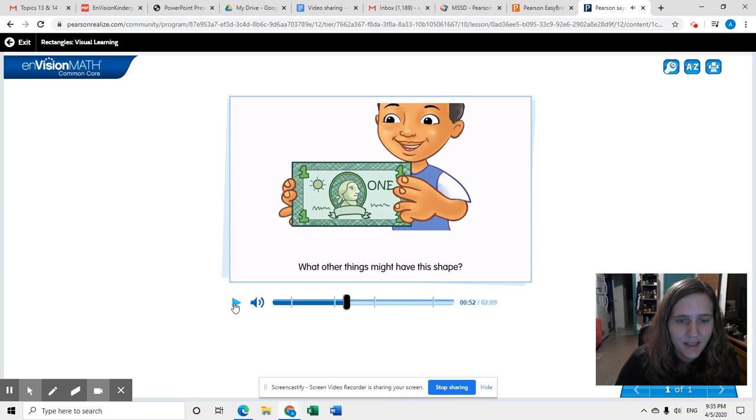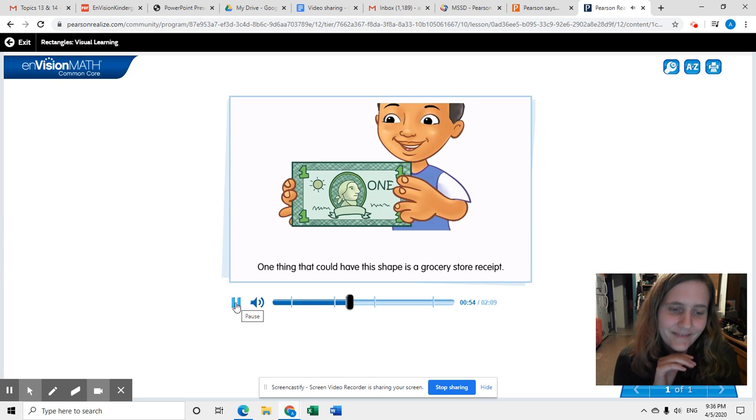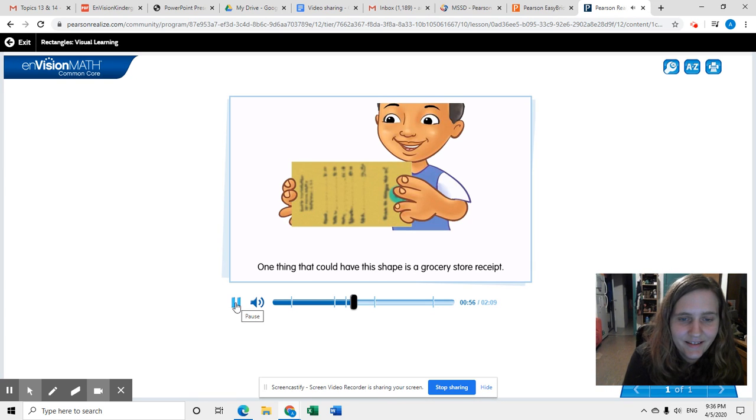All right, take a minute and think of things. Tell someone next to you or near you something else that's shaped like a rectangle, and I'll think of one too. All right, I hope you shared my rectangle. My phone is a rectangle, so that's something I found that's shaped like a rectangle. One thing that could have this shape is a grocery store receipt.